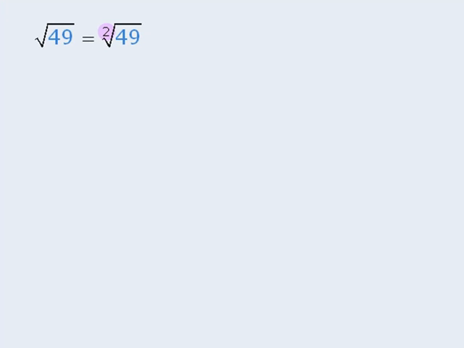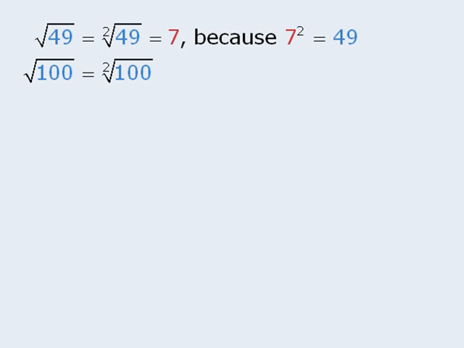In fact, there was a time when this was the notation used for square roots. In this example, the square root of 49 is 7, because 7 to the power of 2 equals 49. Similarly, the square root of 100 can also be written as the second root of 100. This evaluates to be 10, since 10 to the power of 2 is equal to 100.